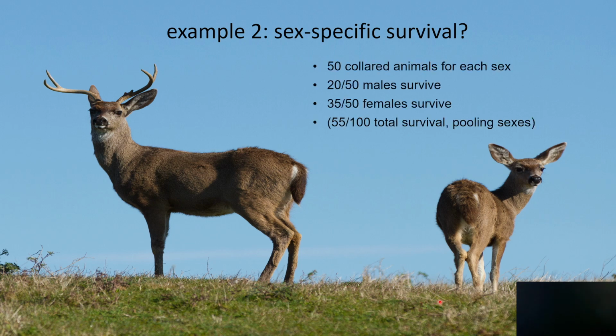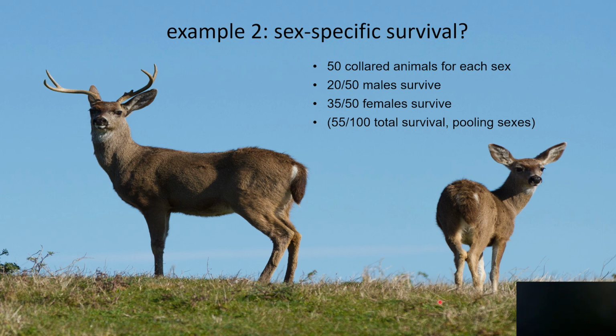We take 50 individuals from each sex, 50 males, 50 females, and we radio collar them so that we know for sure what happens to them. So this is analogous to the first question in the assignment that you have been working on. And then we would simply record how many survived. So we see that 20 out of 50 males survive and 35 out of 50 females survive.